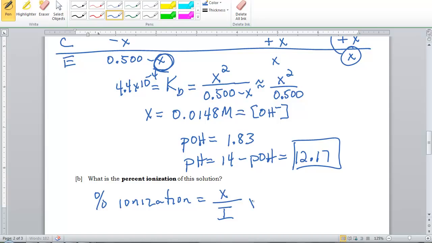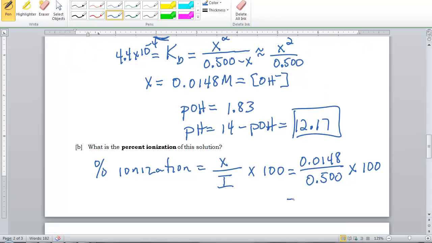Part divided by the whole, that's a fraction. Multiply by 100 to get a percentage. And again, make sure you realize this is the same thing as checking the 5% rule. Is x small compared to the initial? But it's also the amount of reactant that ionized for this weak base. And let's see what we get here. So about 2.96%. Certainly meets the 5% rule. Less than 5%, we consider our assumption valid.